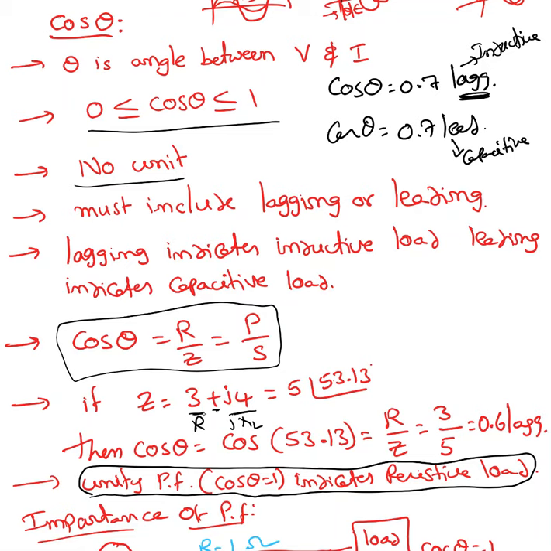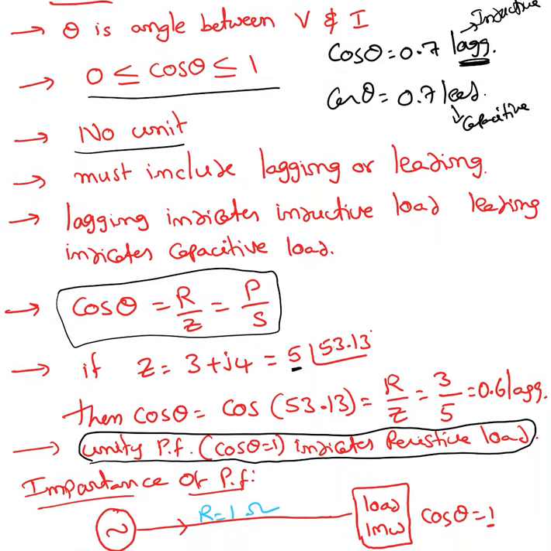So 3 plus j4 is rectangular format. If I convert that into polar format, I'll end up with 5 at an angle of 53.13. Then the power factor of this circuit is nothing but cos theta, where theta is this angle, or you can say R over Z. Here R is 3, and for Z just take the magnitude, which is 5. 3 over 5 is 0.6, lagging. The same way, cos 53.13 is also 0.6.